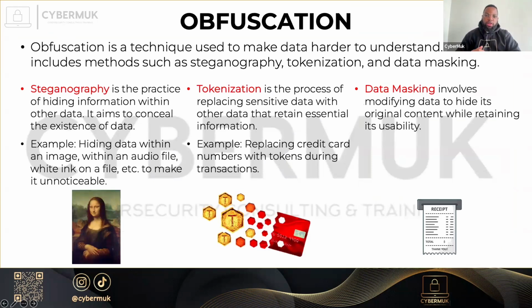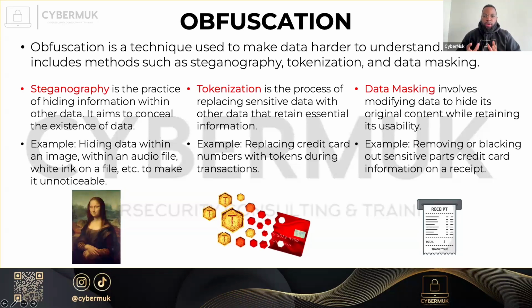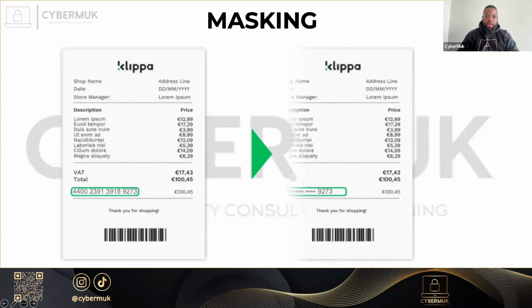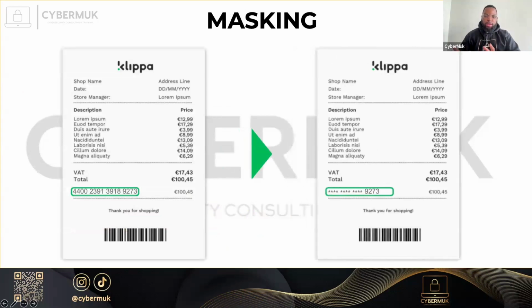Another form of obfuscation is data masking. So data masking involves modifying data to hide the original content while retaining the usability. One way it's usually seen is when you remove or black out sensitive parts of credit card information on a receipt. So originally you have this, but then eventually you have something like this. So the first part is hidden, it's masked, and you only have the original part.